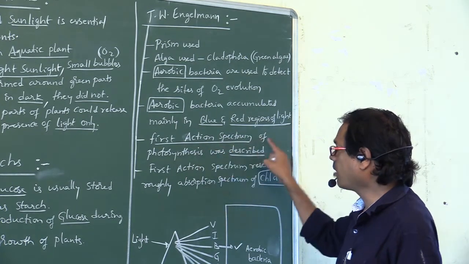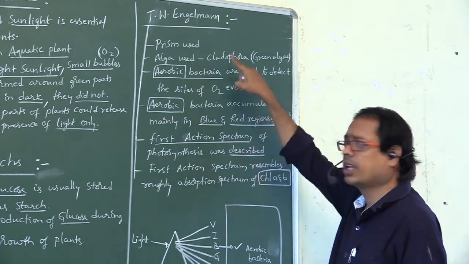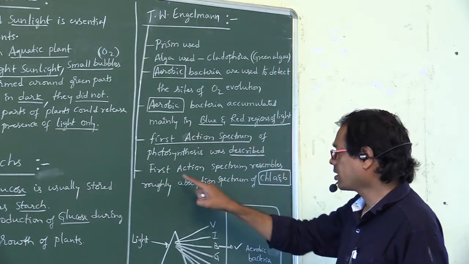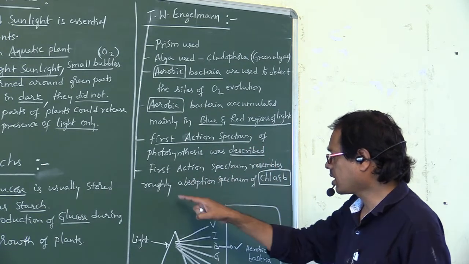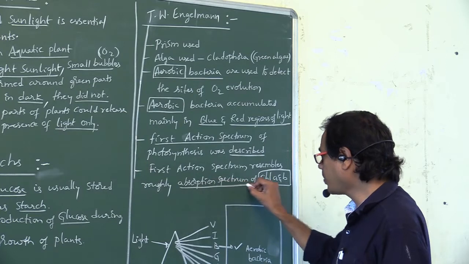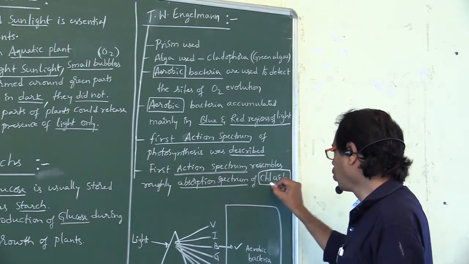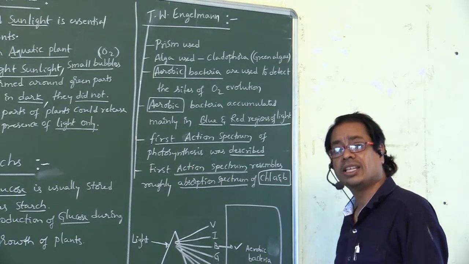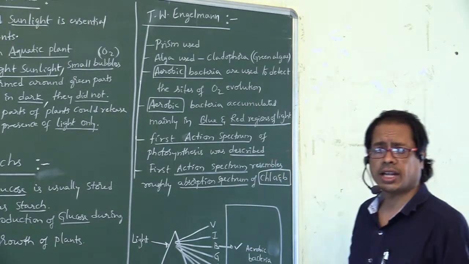Aerobic bacteria are accumulated mainly in the blue and red regions of light. The first action spectrum of photosynthesis was described by Engelmann. The first action spectrum roughly resembles the absorption spectrum of chlorophyll A and B. How did he conduct the experiment?